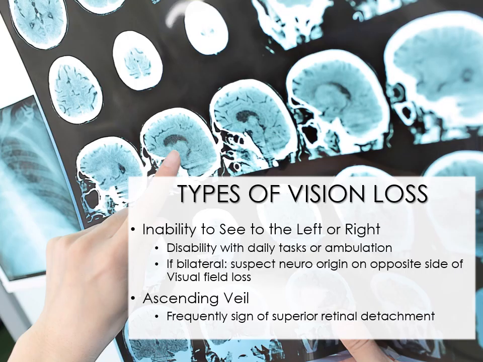If a patient states that they can't see to their left or to their right, they may also complain of difficulty seeing to do their daily tasks or trouble getting around. If they have a visual field defect where they can't see on the left or the right, we would suspect neurologic origin on the opposite side of the brain of the visual field loss. Patients who have superior retinal detachments will frequently state that they see an ascending veil or a dark shadow arising inferiorly in their visual field.